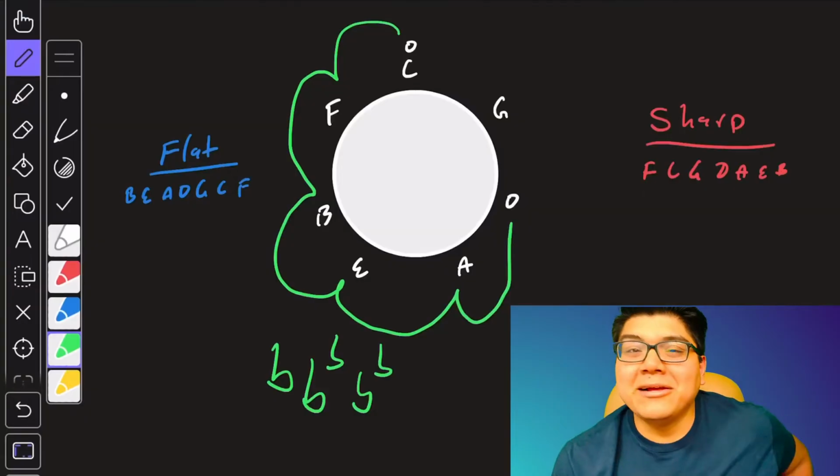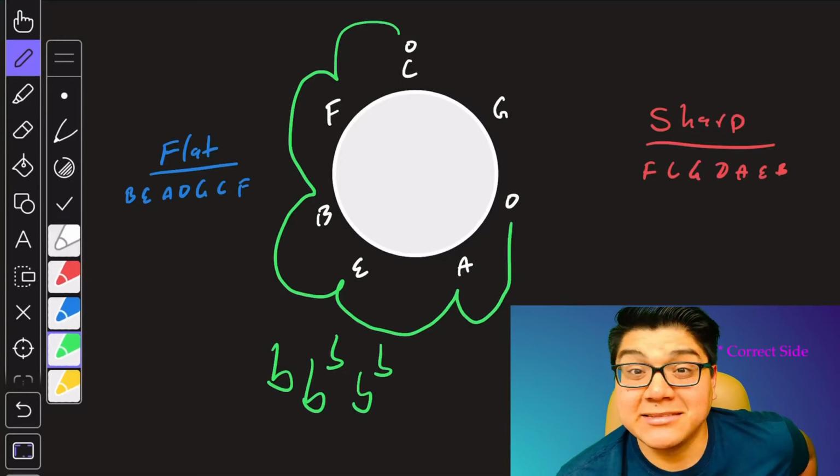Now again, because we went to the left side, you want to make sure you include the name flats when you're identifying the key. Because if you don't, then people are going to think you're going to the right side when it should be the left side. But when you go to the right side, it's actually the wrong side when we're talking about flats.